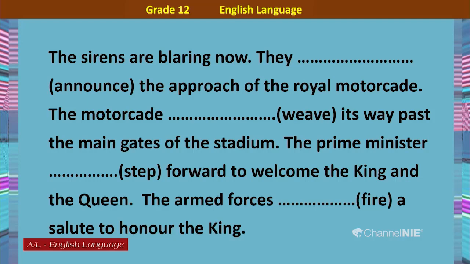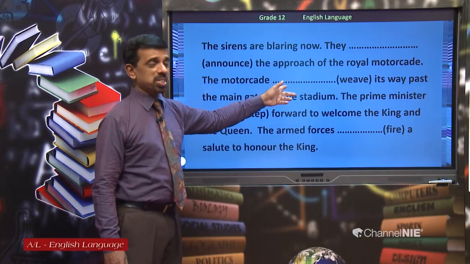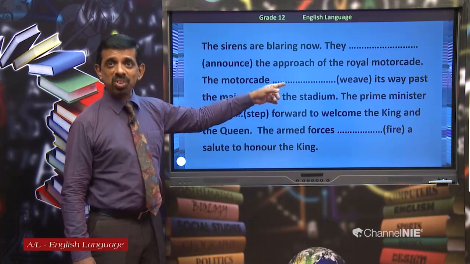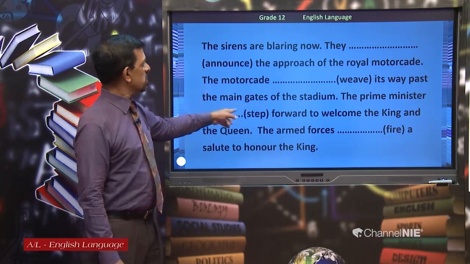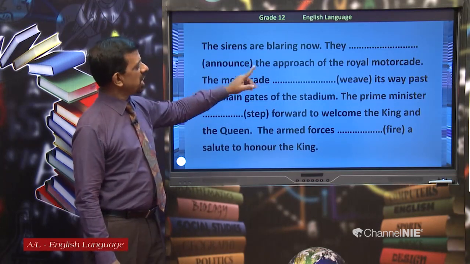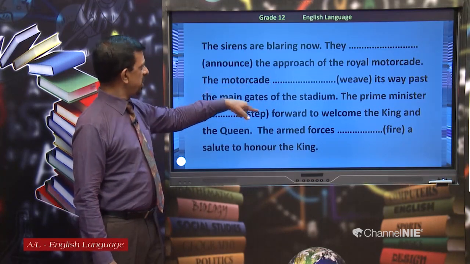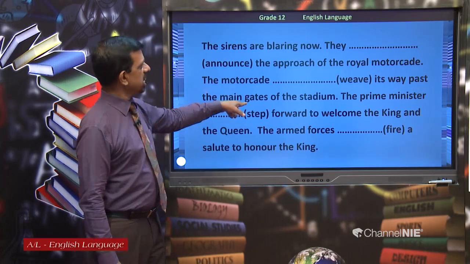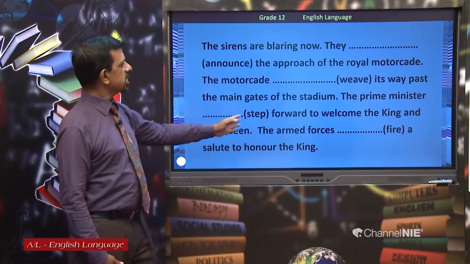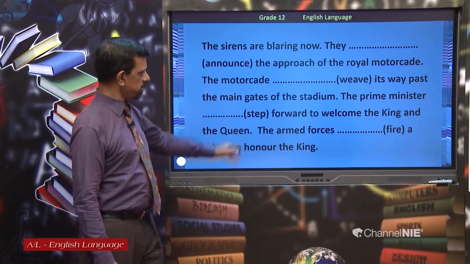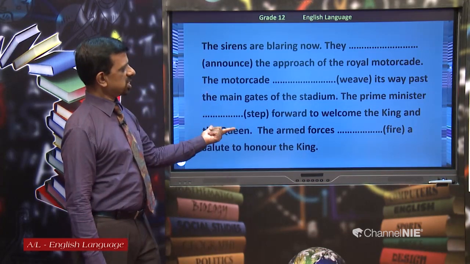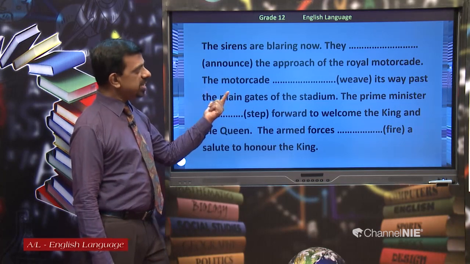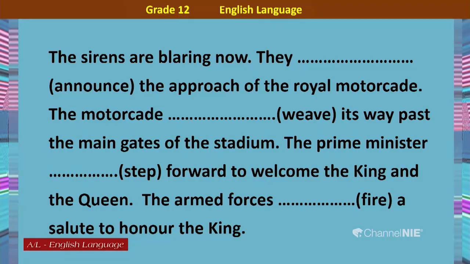So, children, sometimes you may wonder what is the meaning of weave here. We usually say weaving clothes, but it is a kind of figurative language, like he wants to create a beautiful picture to your mind, so that he is telling the motorcade weaves its way past the main gates of the stadium. The Prime Minister, you can say, steps forward to welcome the king and the queen. The armed forces is firing, again armed forces is a collective noun.